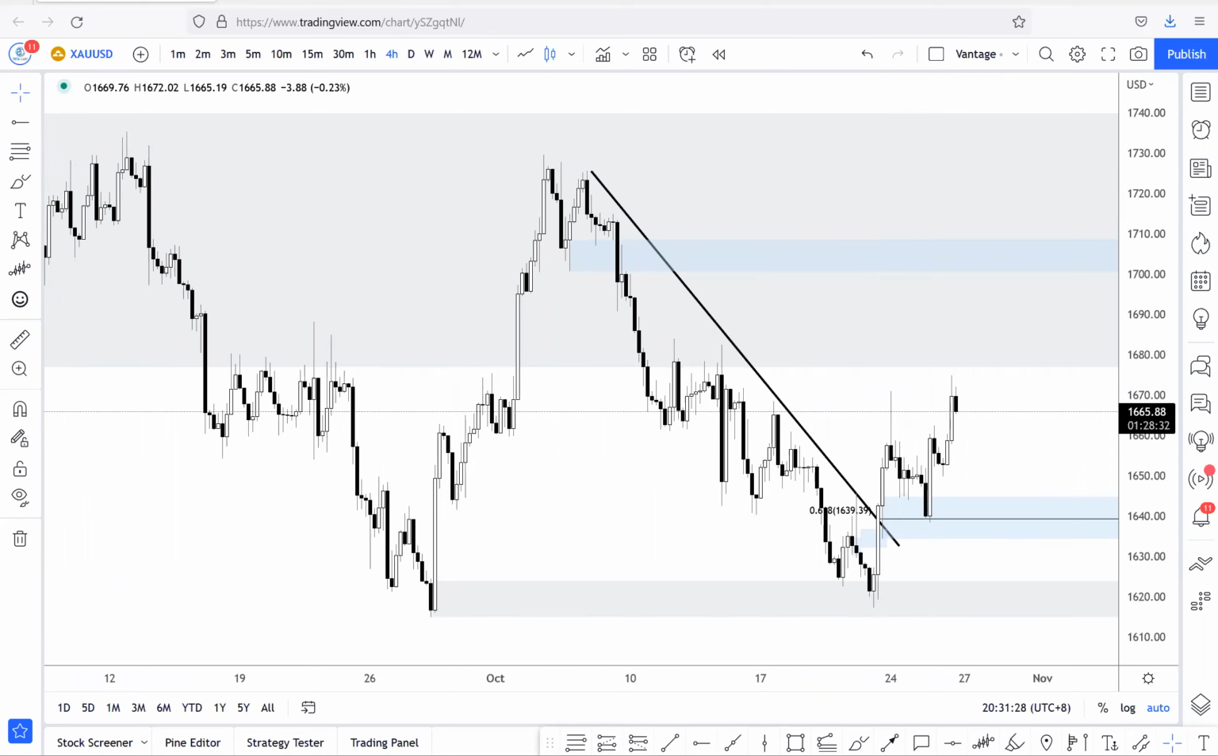Okay, you're very welcome, right? So yeah, this is the 61.8 retracement level that you have on gold.